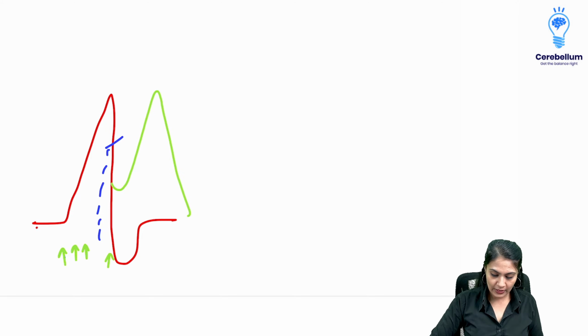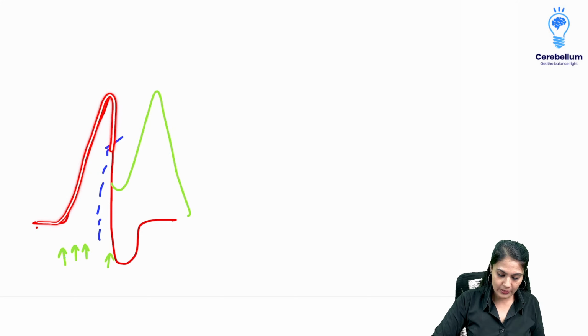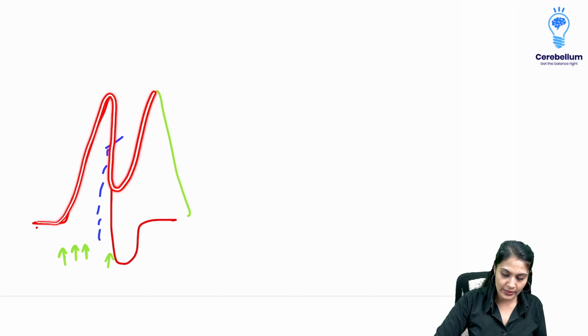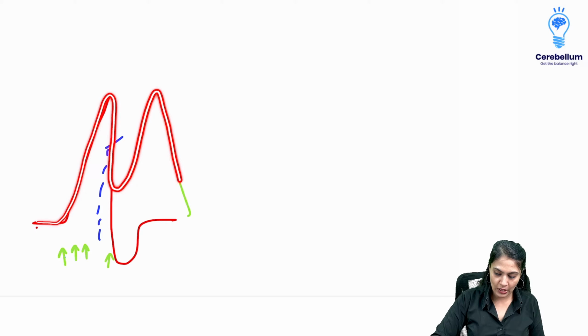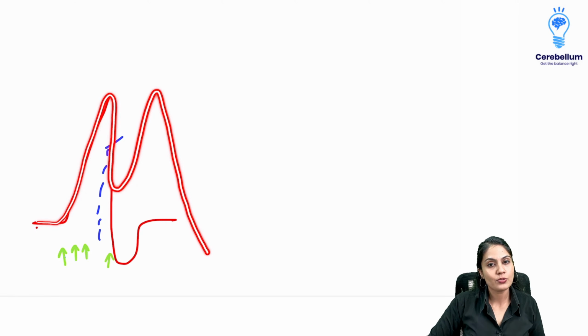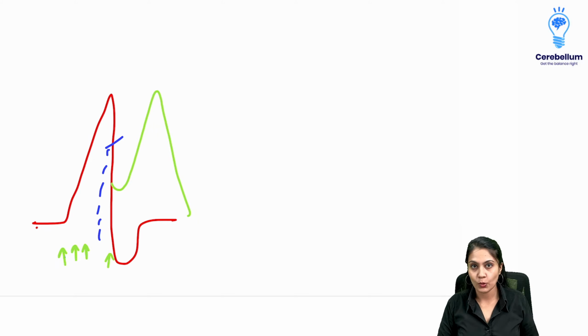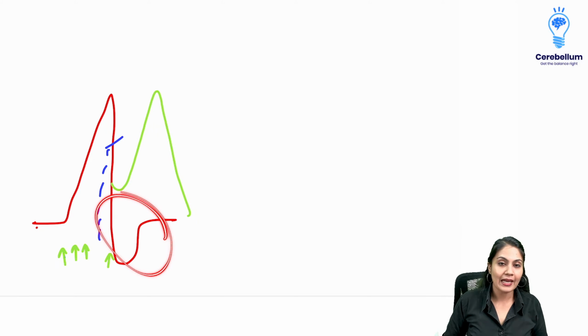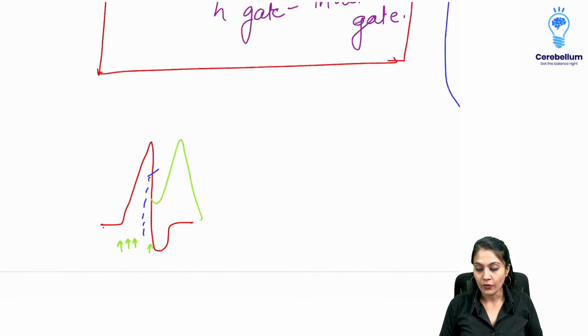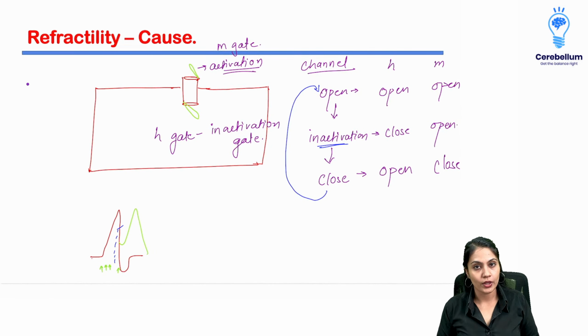So please remember, the action potential was going like this. Suddenly I gave the stimulus. So now without complete relaxation, the second response has come, right? That is known as a premature response. Without the complete relaxation, this can happen, right? From the closed state, you can go into the open state.